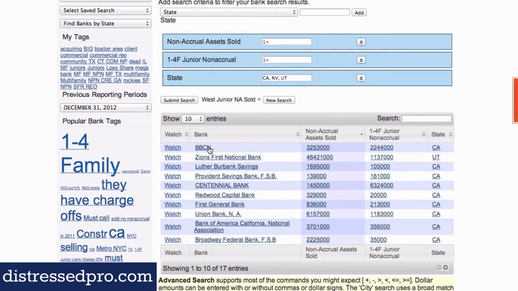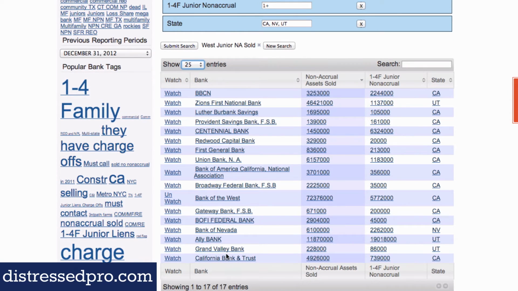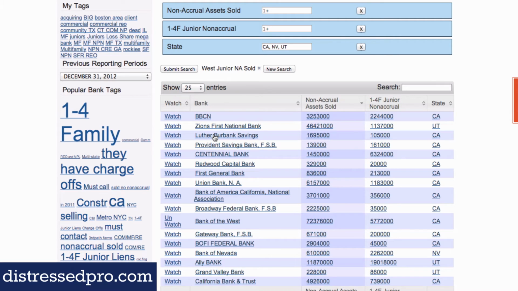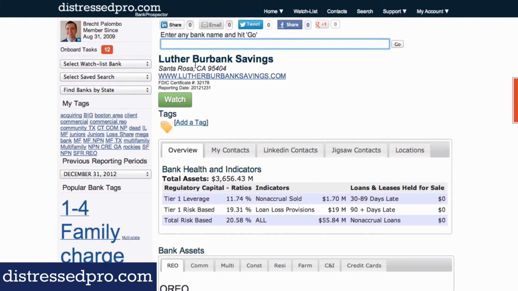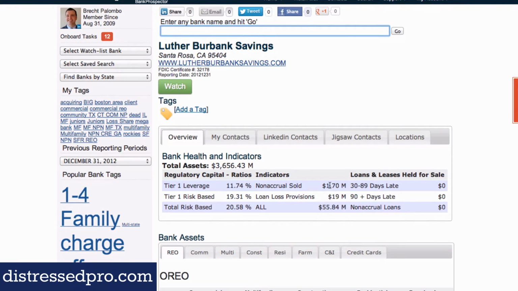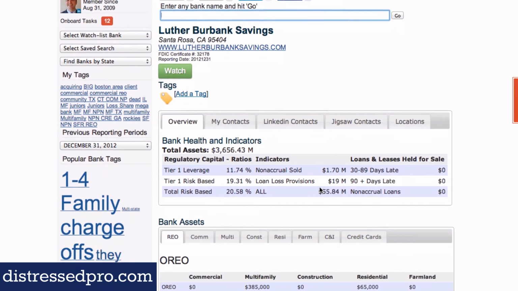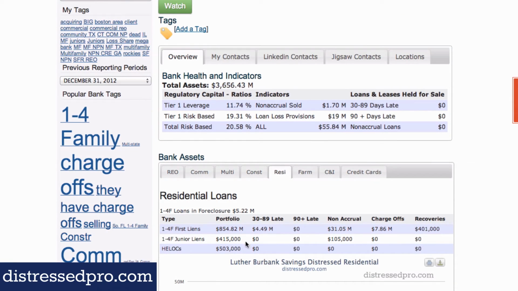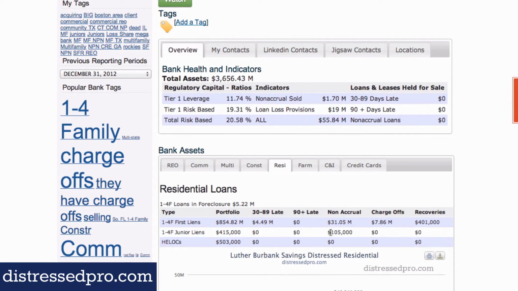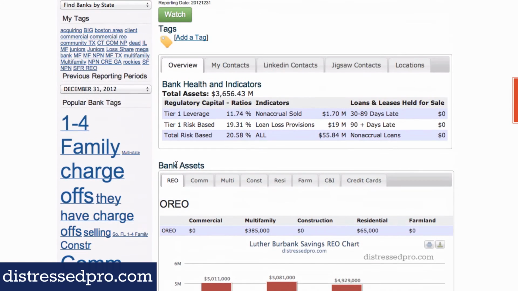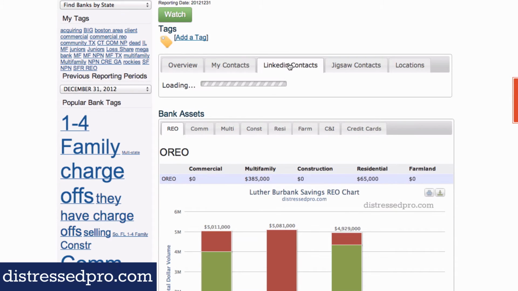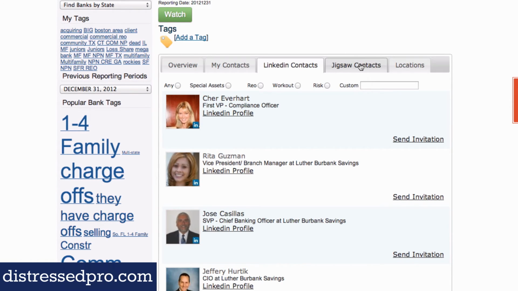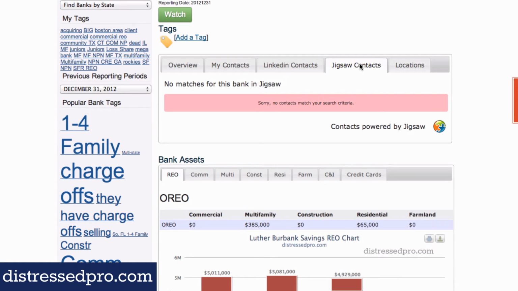Some of these are going to be banks that you recognize and some aren't. The next thing I'm going to do is jump in and have a look at, okay, now here's Luther Burbank Savings. Never heard of them, but they sold 1.7 million in non-accrual last quarter, and we know that they have residential junior liens right here. Now they don't have very much right now. They've got 105,000, and so maybe these folks aren't a good prospect for us. We're not sure until we call, but this is a way to very quickly eliminate.